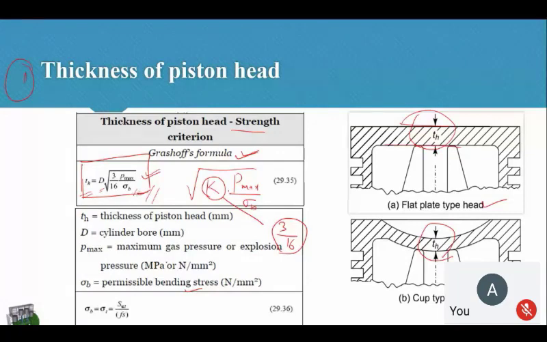Now, since the material selected for the piston is cast iron, for example, then the ultimate tensile stress will be the criteria. After getting the value of ultimate tensile stress from the data book and assuming a suitable factor of safety around 2 to 3, we can calculate the bending stress. The bending stress is nothing but the allowable tensile stress.